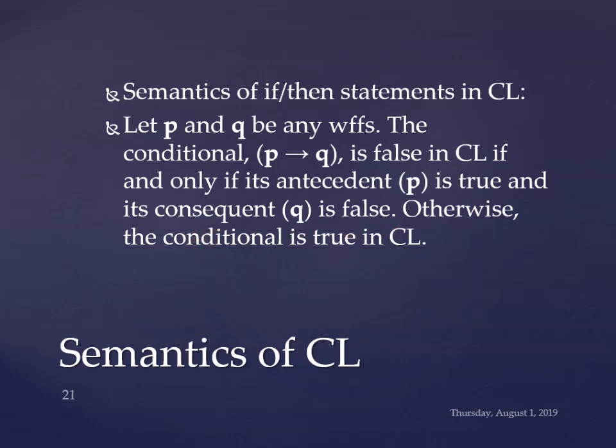Otherwise, it's true in CL. So you only have one set of circumstances in which these things come out false, and that's when you have a true antecedent and a false consequent. True antecedent, false consequent. Get that in your head. That means false conditional. In every other circumstance, even if it's a false and a false, or a true and a true, or a false and a true, it comes out true. I'll explain why in further lectures, but just remember for right now: true antecedent, false consequent equals false conditional.